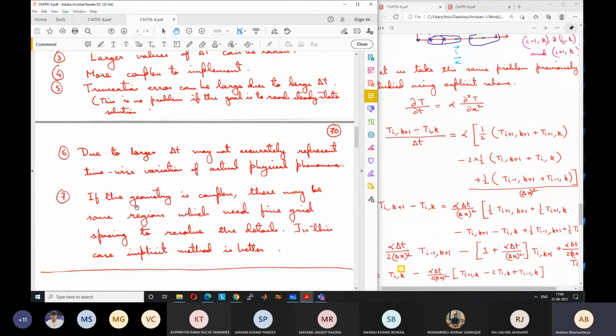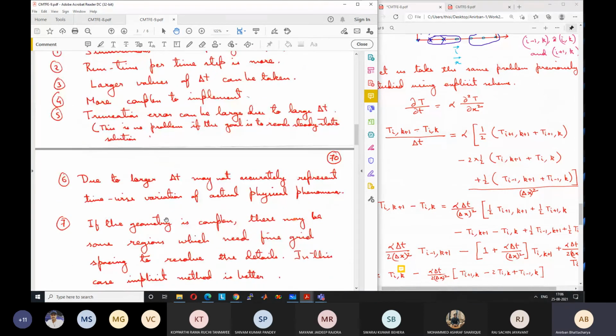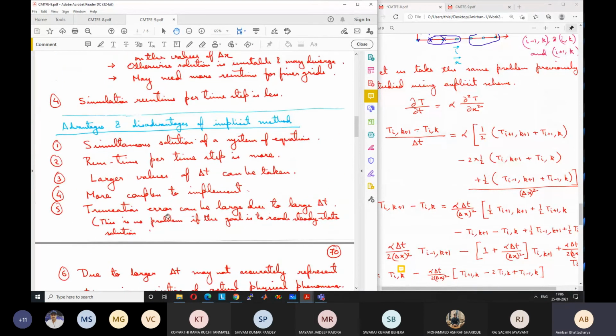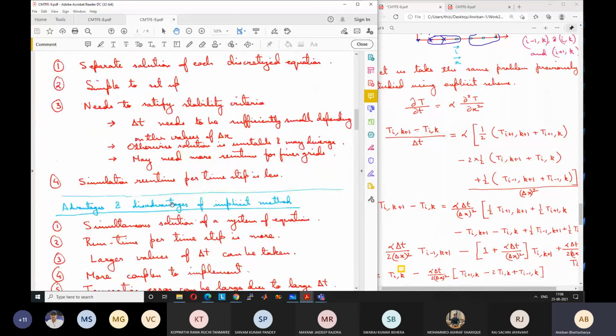Then there is a big advantage also, which we have already discussed. If the geometry is complex, there may be some regions where we need fine grid spacing to resolve the details, as I have shown you. In this case, the implicit method is better. Okay. So these are the advantages and disadvantages of explicit and implicit schemes.